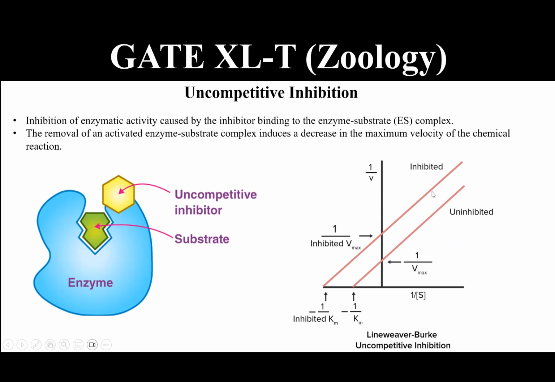The next kind of inhibition is uncompetitive inhibition, where the inhibitor binds to the enzyme substrate complex. Because of this, there is a removal of an activated enzyme substrate complex. This induces a decrease in the maximum velocity of the chemical reaction, and this can be seen by the increase in the 1 by Vmax for the inhibited reaction. The characteristic of the uncompetitive inhibition graph is the presence of these parallel lines.